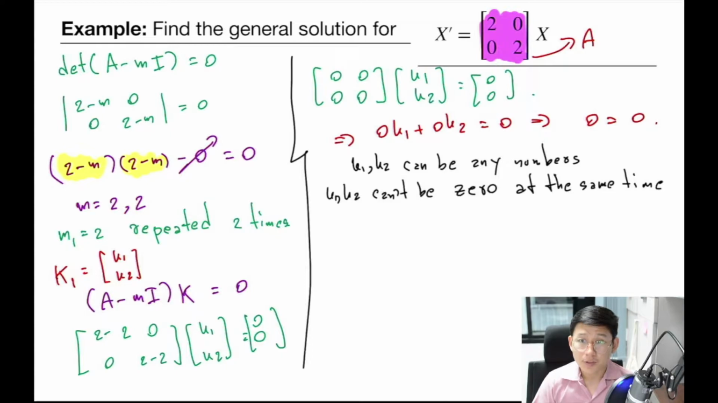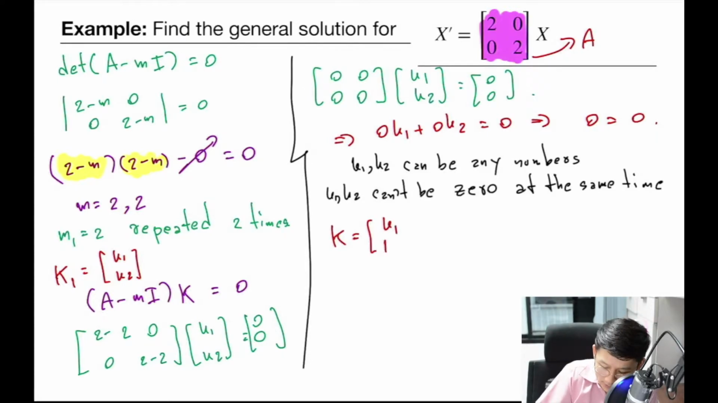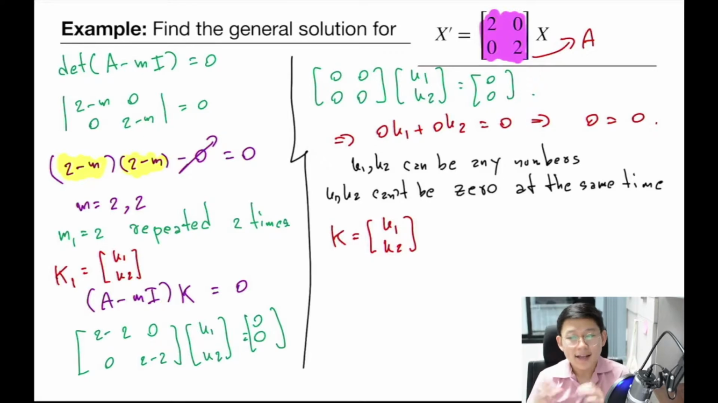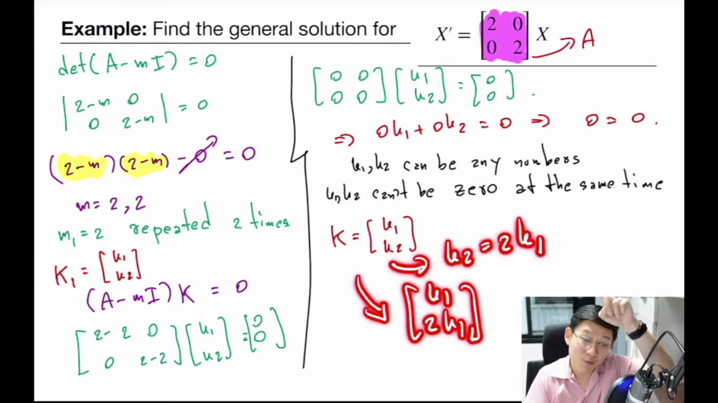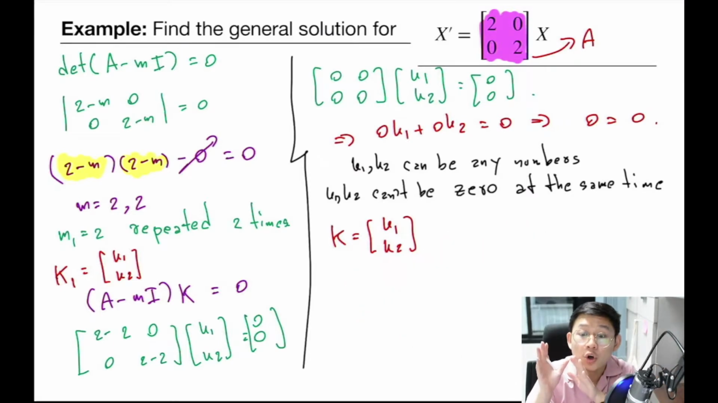Okay, and then what's next? We know that k is k1 and k2, okay? And you can't really write k2 in terms of k1, right? It's unlike the previous section where you can write k2 in terms of k1. In the previous section, you might have k2 equals 2k1, and then this becomes k1 and 2k1, and then you substitute k1 with 1, and you get 1, 2. But this is so different. You cannot write k2 in terms of k1. So what should you do?